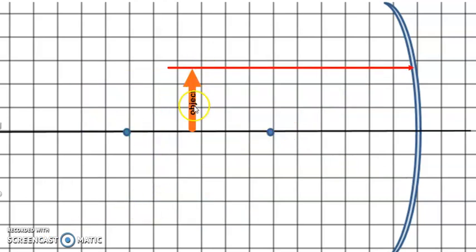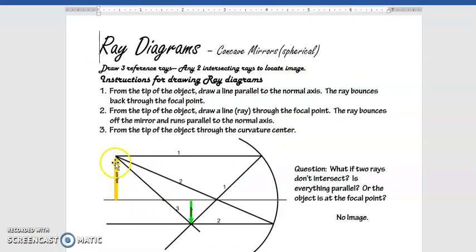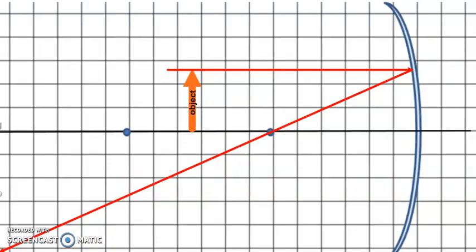So here's where we're going to put our object, right in between R or C and F, the focal point. Our very first line again is always go parallel to the normal axis, right at the tip of our object, hit the mirror, and then it bounces back through the focal point. The next one, do you remember on that sheet? You're supposed to go straight through the focal point, hit the mirror, bounce back parallel to the normal axis. And so let's do that.